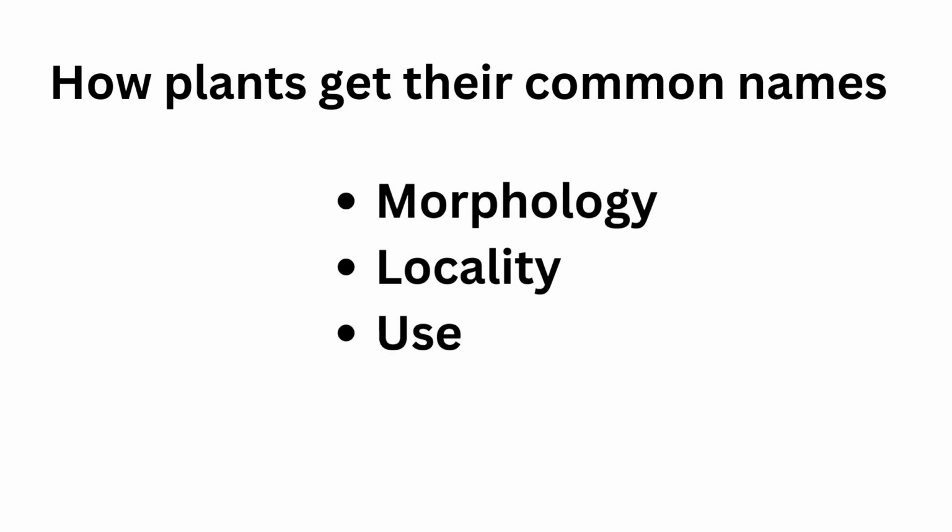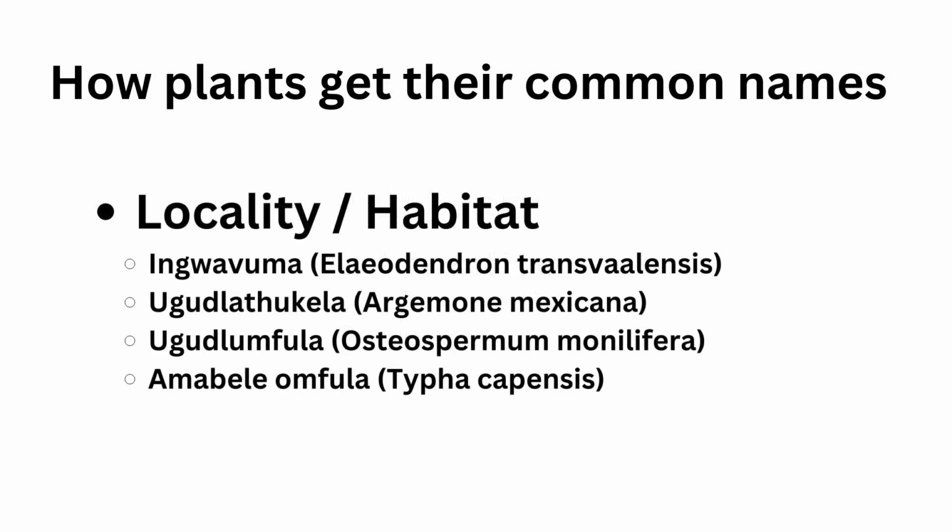I've also mentioned that the common names come from the locality or the habitat. Besides the morphology, plants can be named after the geographical location or a particular habitat. For example, you have a plant called ingwavuma, which is scientifically known as Erythrophleum transvalensis. This plant is named ingwavuma because it grows in a particular place in Zululand called Ngwavuma.